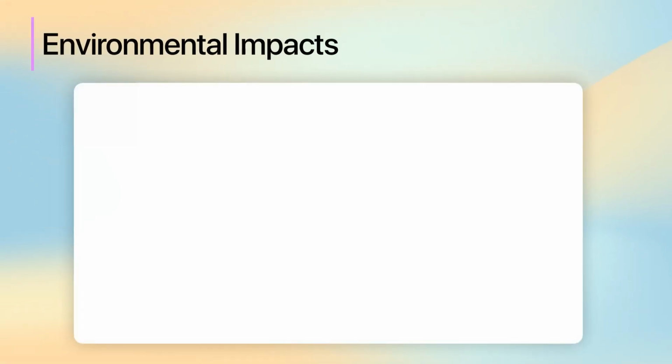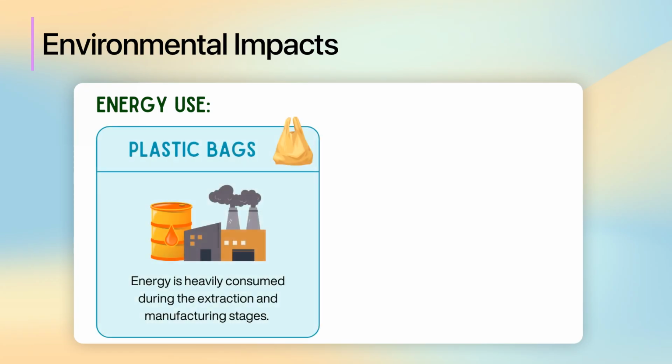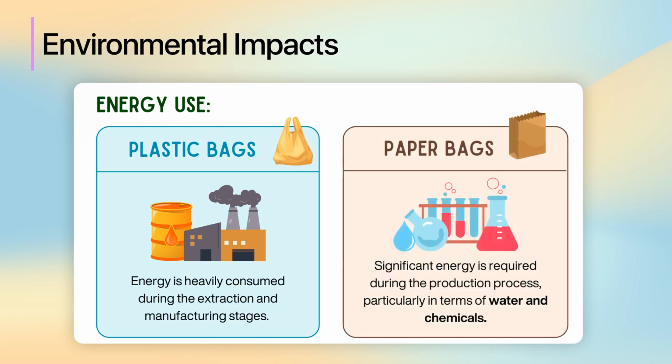Now let's compare the environmental impacts, starting with energy use. To compare energy use, we must consider the entire life cycle. For plastic bags, energy is heavily consumed during the extraction and manufacturing stages. For paper bags, significant energy is required during the production process. Although the extraction of renewable raw materials might seem less energy intensive, the overall manufacturing process for paper bags is quite resource demanding, particularly in terms of water and chemicals.